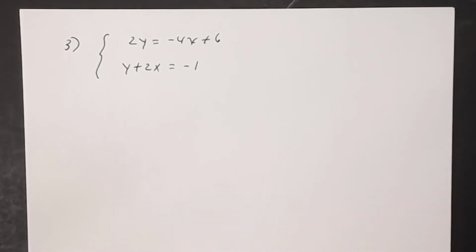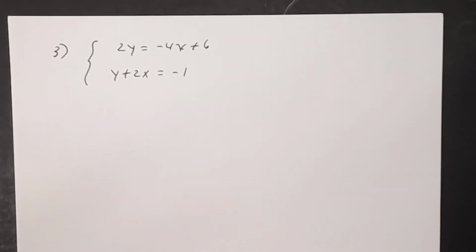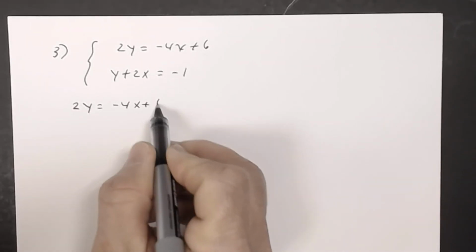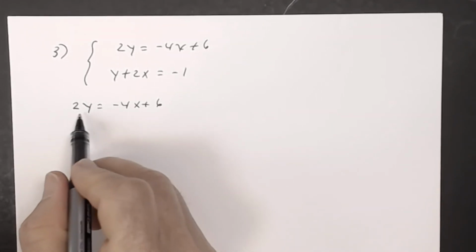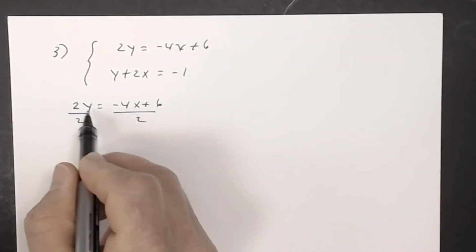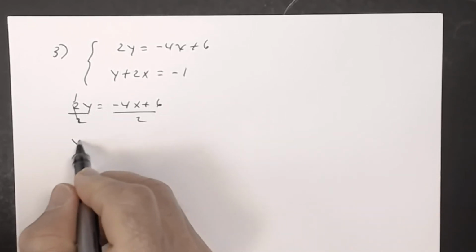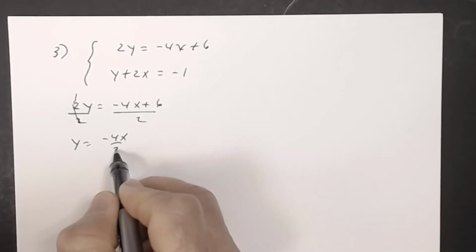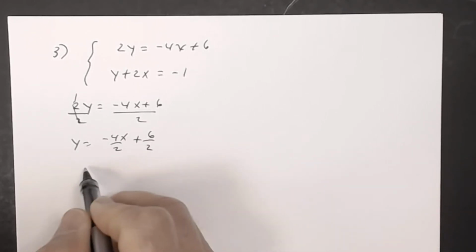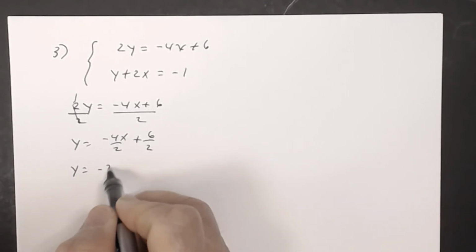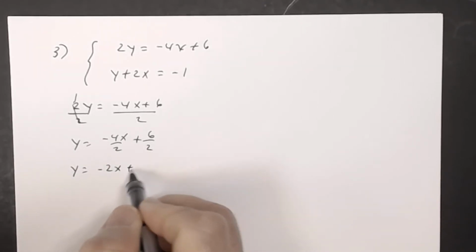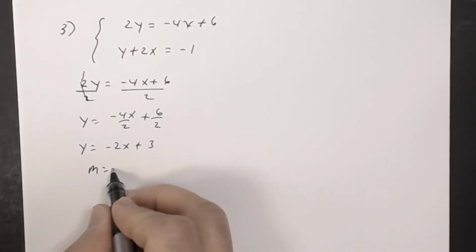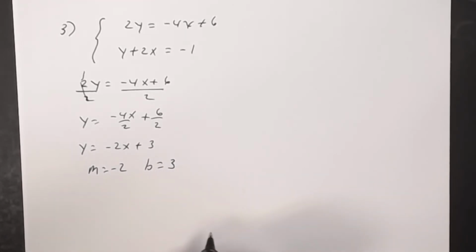We're going to do this by using slope-intercept form. In the first equation, 2y equals negative 4x plus 6. To get y by itself, I'm going to divide both sides by 2. 2 divided by 2 is 1, and 1 times y is y. I'm going to rewrite this as two separate fractions. So I get negative 4x divided by 2 plus 6 divided by 2, which becomes negative 2x plus 3. Make sure you simplify this. So now my slope is negative 2 and my y-intercept is 3, right?